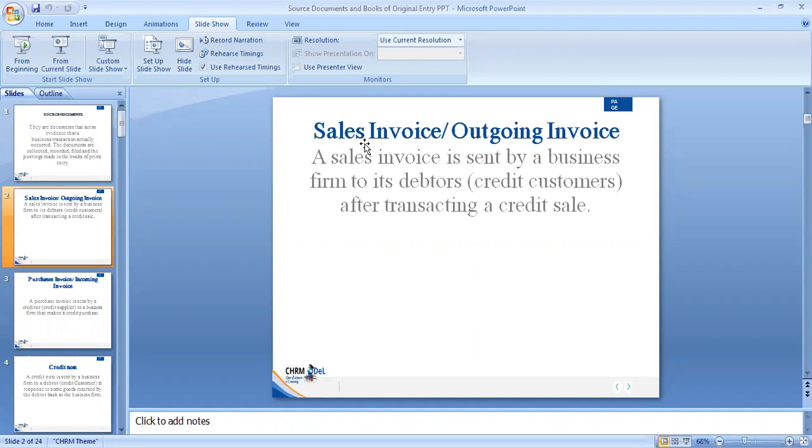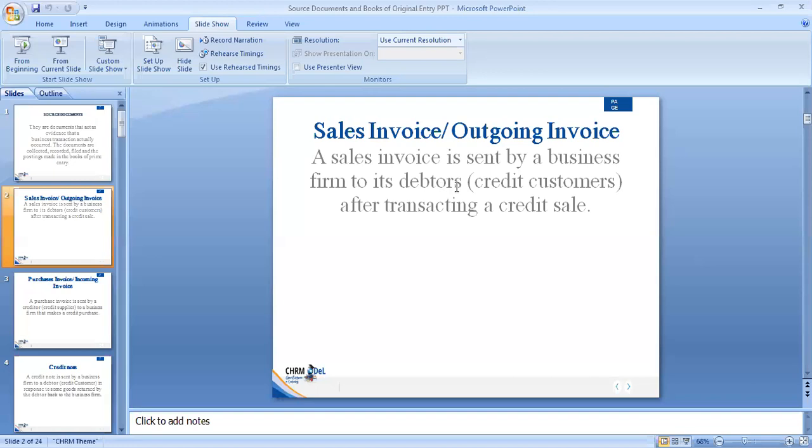At this moment, I want you to understand one thing: a sales invoice will only be issued by a business to customers when goods have been sold on credit. And then it is going to act as evidence that that particular customer actually received goods from the business on credit terms. So the word debtor here means a credit customer. Anytime we mention the word debtor, which is also known as accounts receivable, we simply mean or refer to that particular customer who bought goods from the business on credit terms.